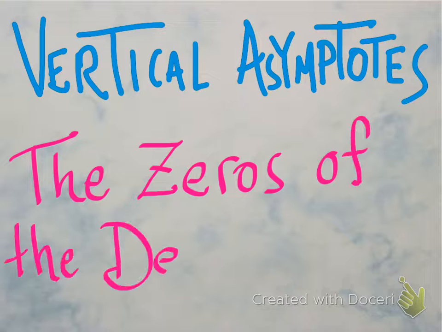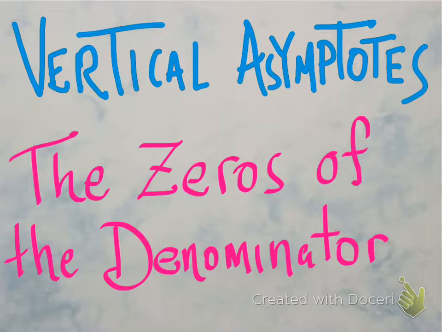Not really going to get too much in the way of examples here. Just want to mention to you that the vertical asymptotes of a rational function, if they exist, are found by finding the zeros of the denominator. If you find those numbers, the numbers that make the denominator equal 0, you have just located the vertical asymptotes for that function.